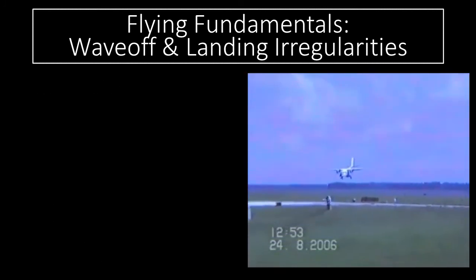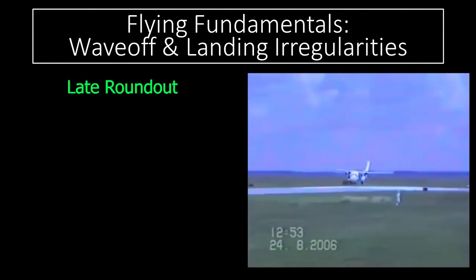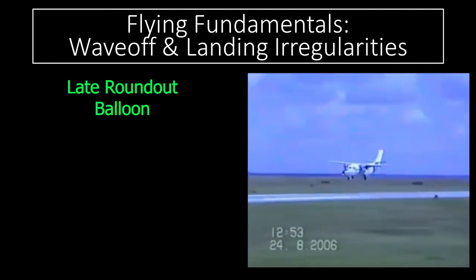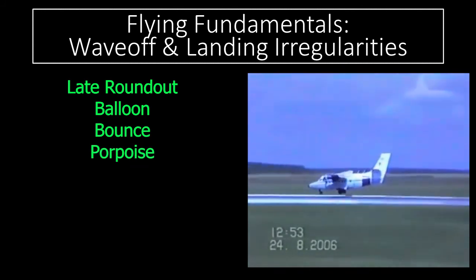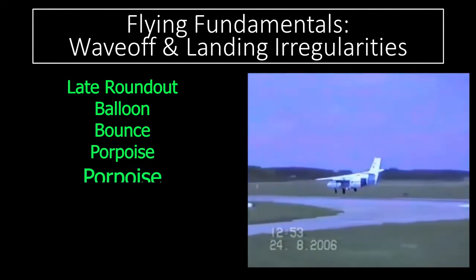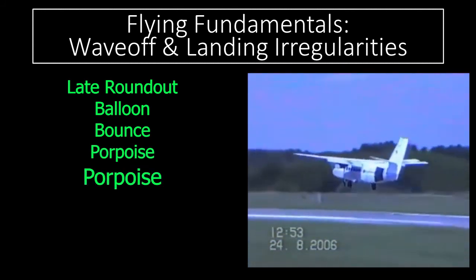Here's an example of an unsafe landing that should have been waved off multiple times. Near the end of the video, you can actually see that the landing gear collapses, all because the pilot in command wanted to land the aircraft, causing unnecessary damage.